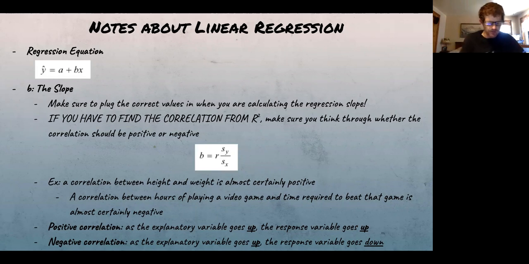Okay, and here's a couple of examples, things that might be positive or negative correlations. Another way to think about correlations is a positive one would be as the explanatory variable goes up, the response variable also goes up. A negative would be as the explanatory goes up, the response variable goes down. So just keep that concept in mind. All right, questions on this?